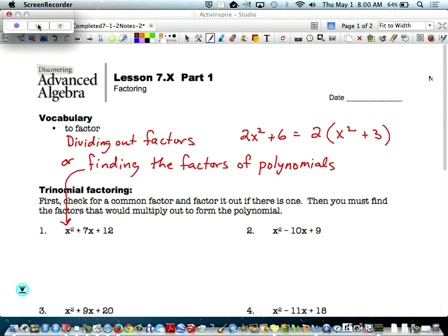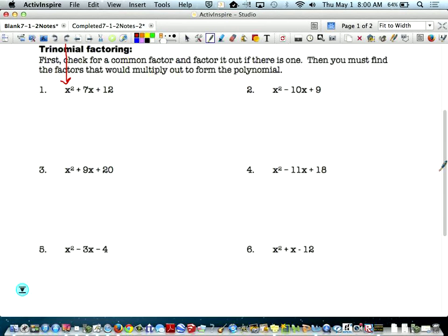So, remember, polynomial is talking about taking terms, more than one term. So this is a quadratic, it's got 3 terms. Now we're going to find the factors that make this polynomial. One of the things I want you to understand is that your leading coefficient is 1. When that leading coefficient is 1, your life is much, much easier.